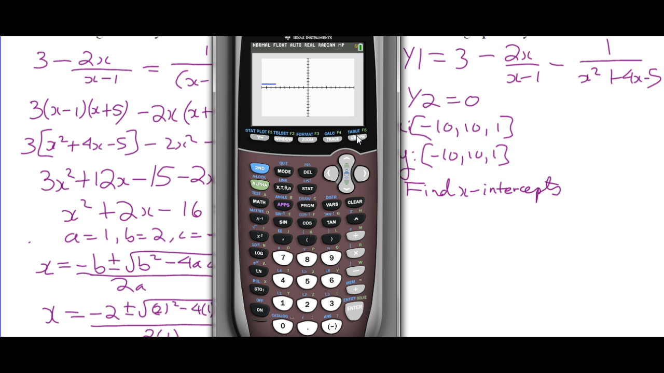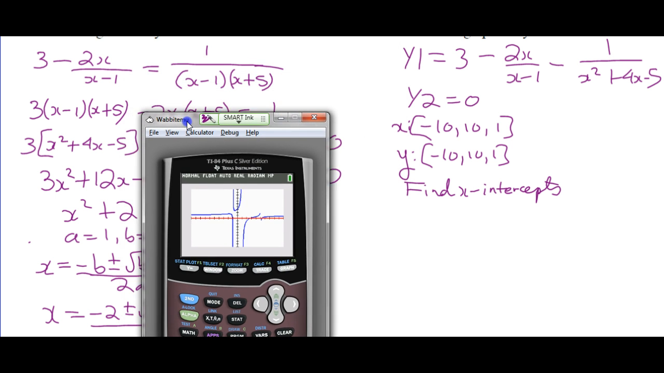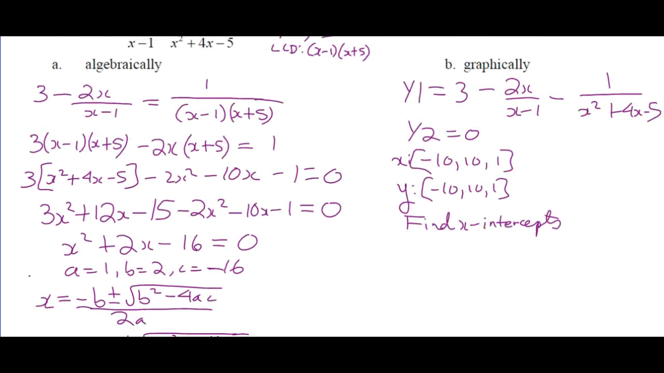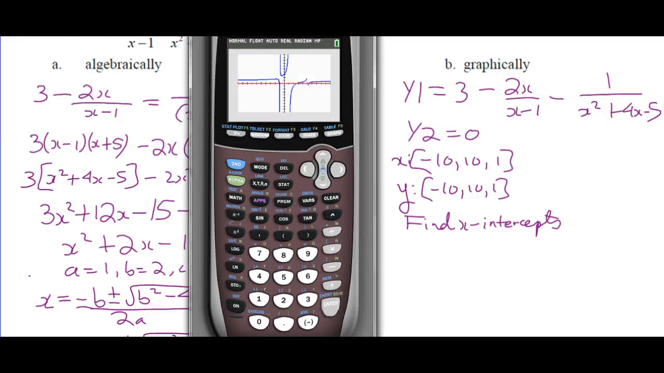Okay, graph. Wow, okay. I did not graph whatever it was I was supposed to be graphing. 3 minus 2x minus 1 minus... Oh, it's x squared plus 4x. Okay, plus 4x. X squared. Come on. Plus.